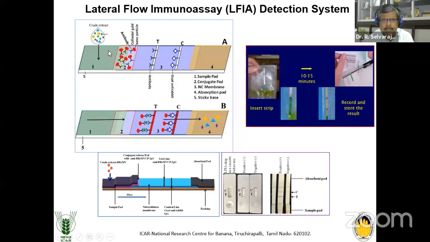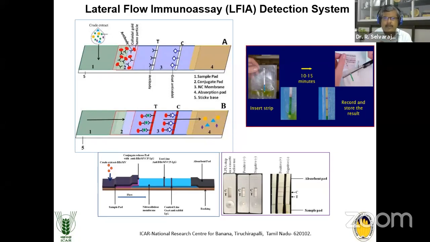When it moves, if there is a virus, it will bind with this and move further. If there is no virus, everything will move without binding at the test line, and it will bind to this, because this IgG antibody can react with this goat anti-rabbit IgG. So it will form a line only in the control, whereas the test line will not be there. If the virus is here, it will bind here. The leftover unbound colloidal gold antibody conjugate will move further and show the control line. Very simple principle this is.